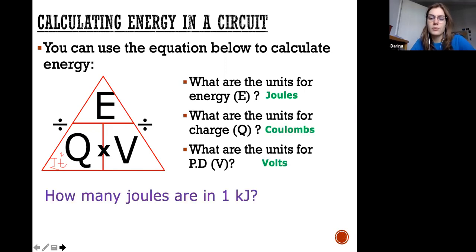Yep, joules, coulombs, volts. Just as a bit of a stretch question, how many joules are there in 1 kilojoule? How do we convert between them? So you've got a couple of thoughts, right?